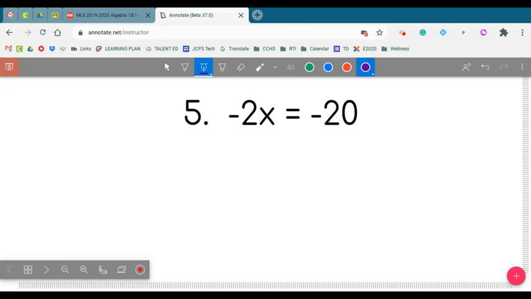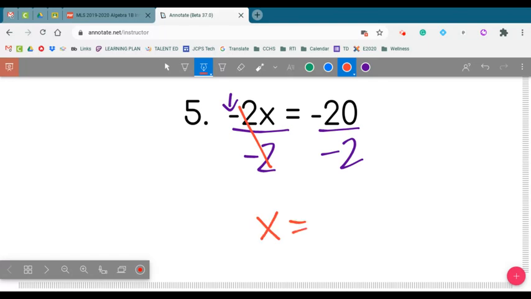Now, if there is a negative in front of this number, you have to make sure that negative sign stays with that number, especially if you're dividing it out. Because if we don't divide out that negative, we'd leave that negative and be negative x, and that wouldn't make x by itself. So we're going to divide both sides by negative 2. These negative 2's cancel, so we get x equals negative 20 divided by negative 2 is going to give you a positive 10.